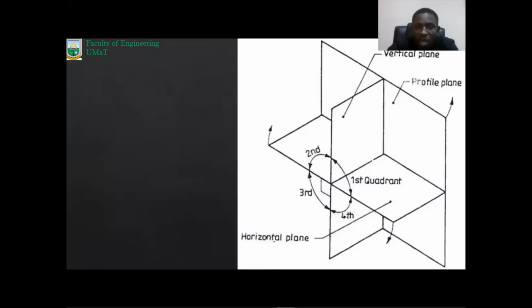Okay, so we are going to try to understand some terminologies associated with orthographic drawings. Now, this is a plane where we imagine that our objects are. This is an intersection of planes. The 3D objects you want to make projections of can be placed in any of these quadrants. But we are interested in the first quadrant, which is over here.